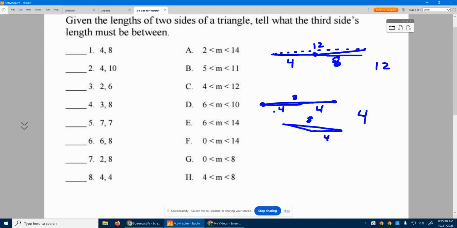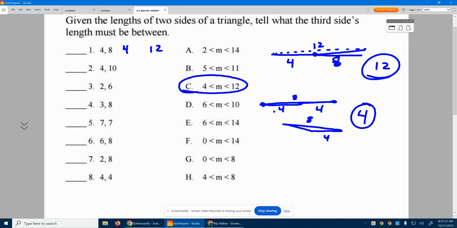We realize the easiest way to do this is if we take the two sides, if we add them, it's going to give us the largest it could be, but it can't quite get to that. And if we subtract them, it's going to give us the lowest that it could be, but it's got to be a little touch bigger than that 4. So number one, we know if we subtract 4 and 8, we get 4. Add them, we get 12. So our measurement has to be between 4 and 12, which is C. It can't equal them. It can't quite be 4, nor can it be 12. Got to be a little bit bigger than 4, a little bit less than 12. So number one is C.